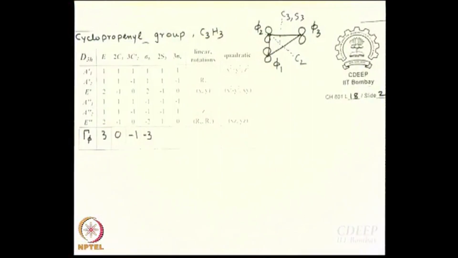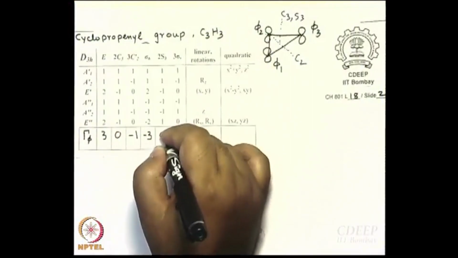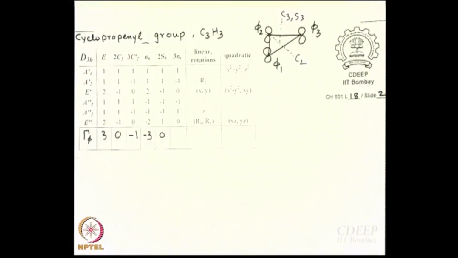S3, 0, they all move, and sigma V, 1 or minus 1? 1, right? Because this is sigma V, no change. What about these two? They change places. So, 1.